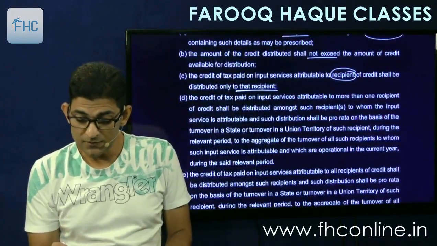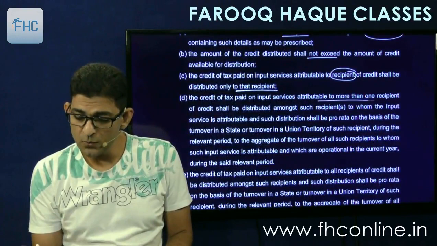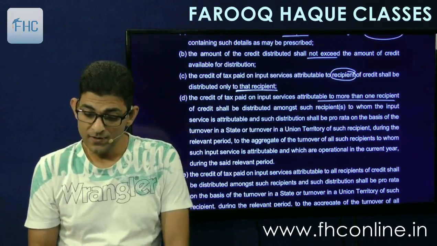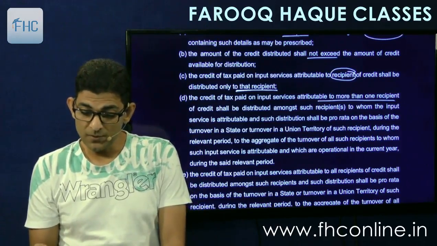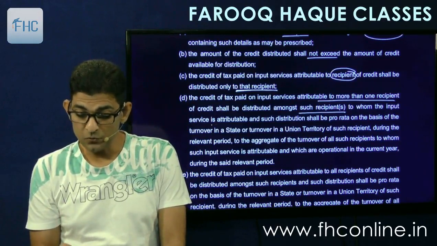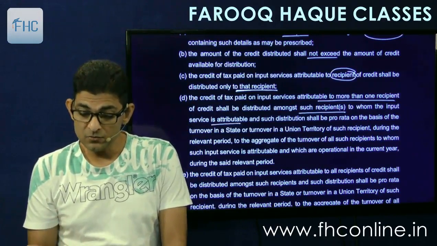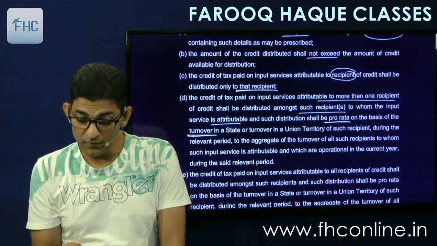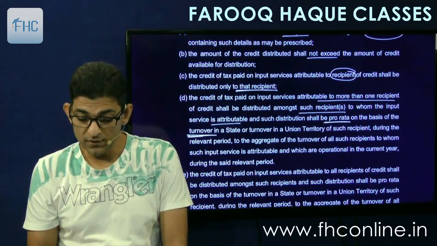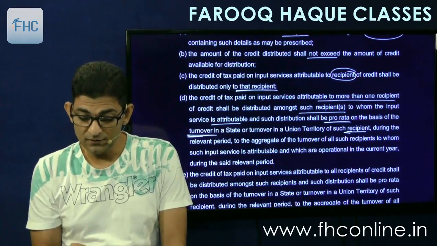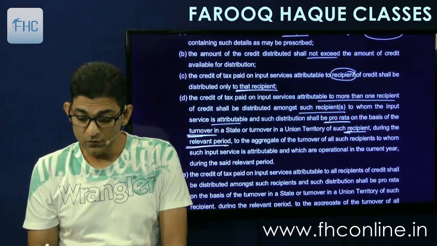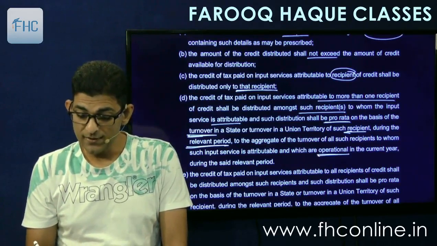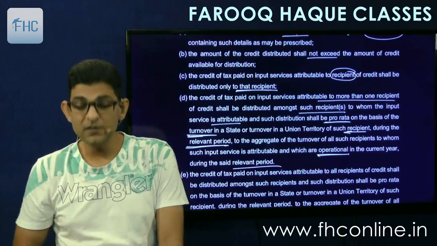Then the credit of tax paid on input service attributable to more than one recipient, meaning more than one beneficiary of the service, shall be distributed among such recipients to whom the input service is attributable, and such distribution shall be pro rata, meaning proportionate, on the basis of turnover in a state or union territory of such recipients during the relevant period to the aggregate of the turnover of all such recipients to whom such service is attributable and which are operational in the current year during the said relevant period.